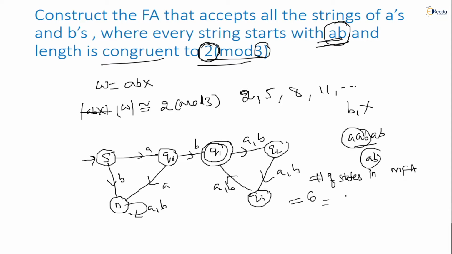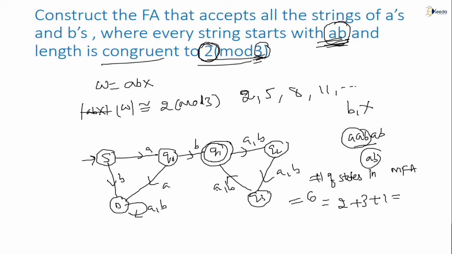How did we get 6? The length of the substring AB is 2, plus n, which is 3, plus 1 extra, so we get 6 states. From the previous example we made an observation: the length of the starting substring plus the divisibility n, plus 1 extra, gives the number of states in this FA. So we can observe one note point. All of you note this down.